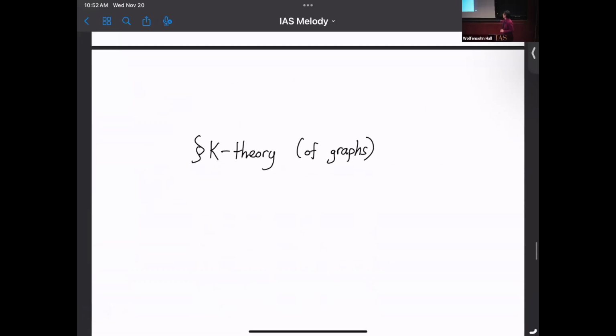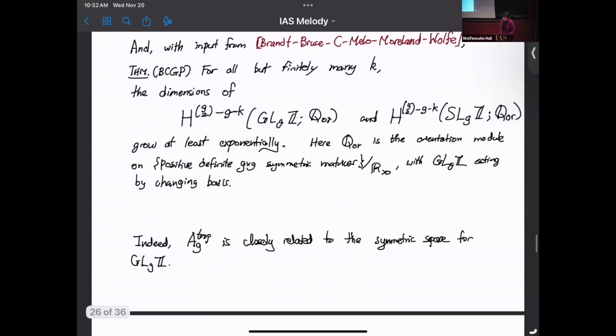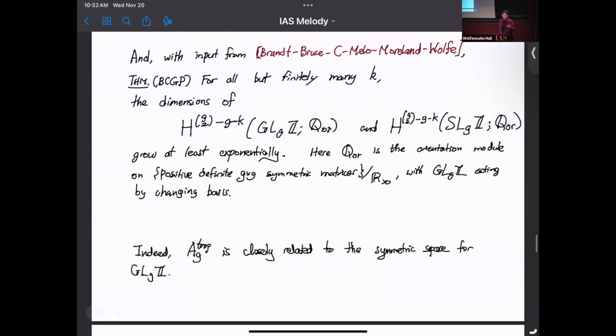So I stated some theorems. One was a structure theorem, a Hopf algebraic structure on cohomology in A_g. And the other was a growth theorem that relied on the Hopf algebraic structure and has applications also to unstable cohomology of GL and SL. So I want to give some ideas of proof. I won't be able to give all the ideas, certainly.